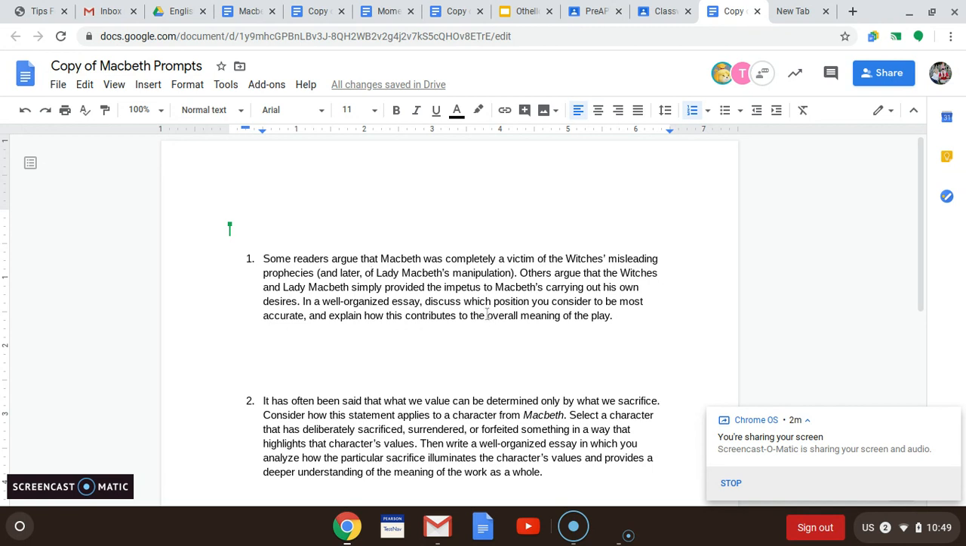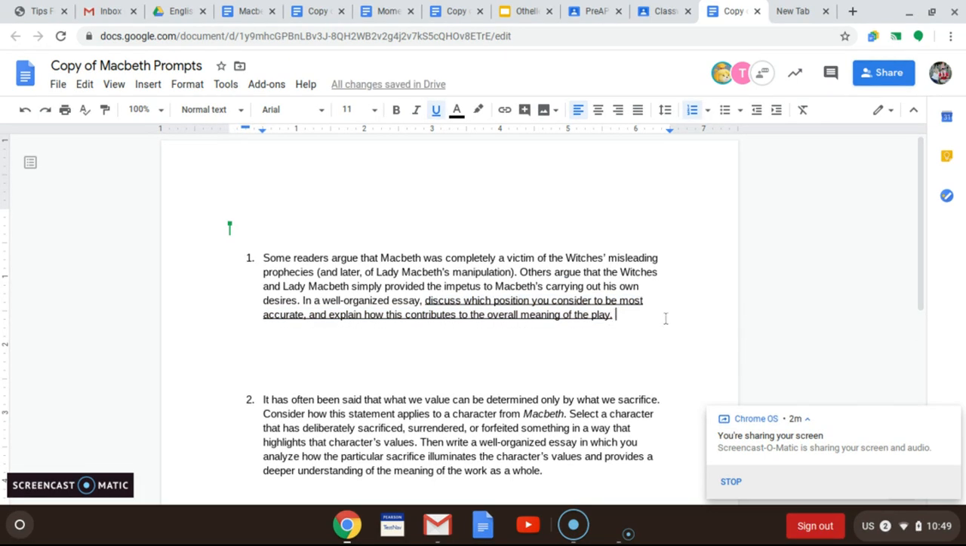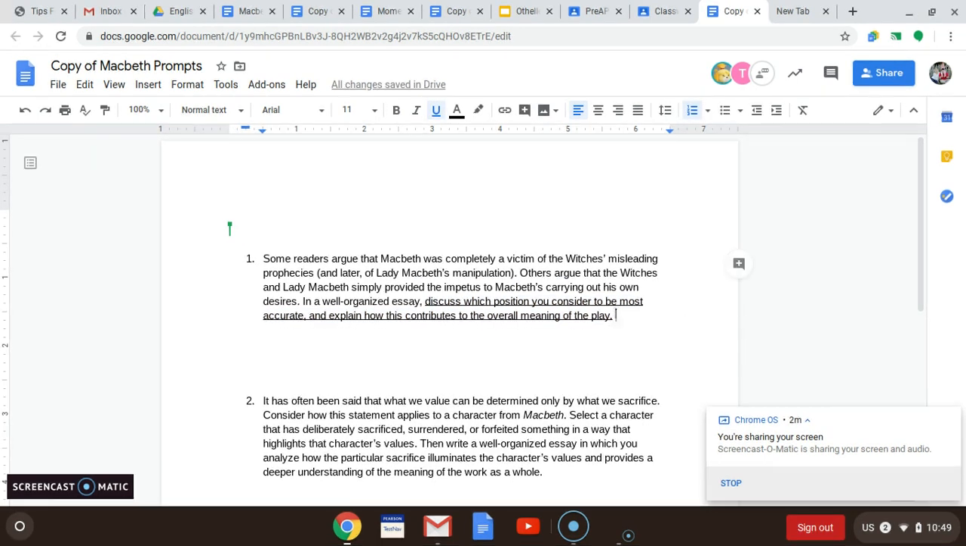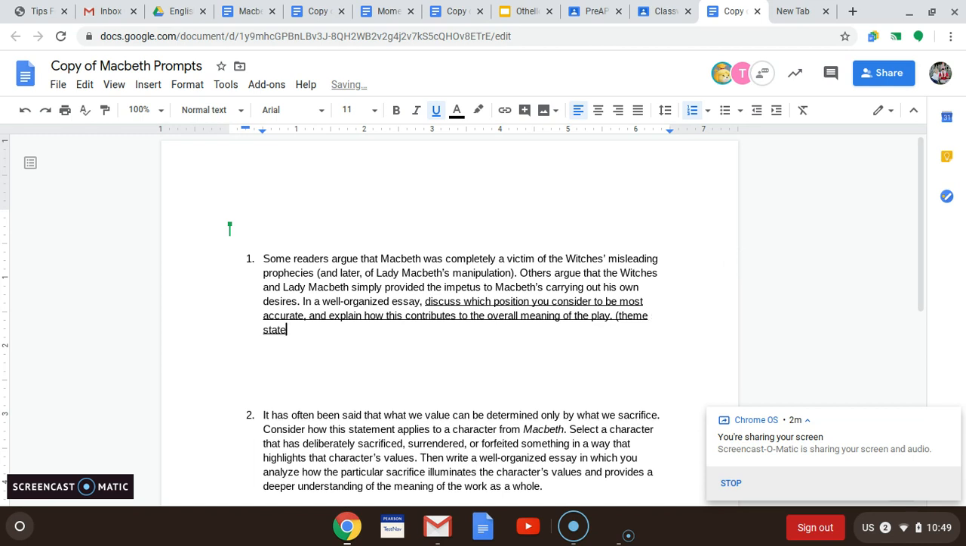So, first of all, I would probably highlight the writing task, what you have to do. In this one, you have to discuss and defend a position and then explain, so I'm going to underline that, how it contributes to the meaning of the work as a whole, aka theme statement.